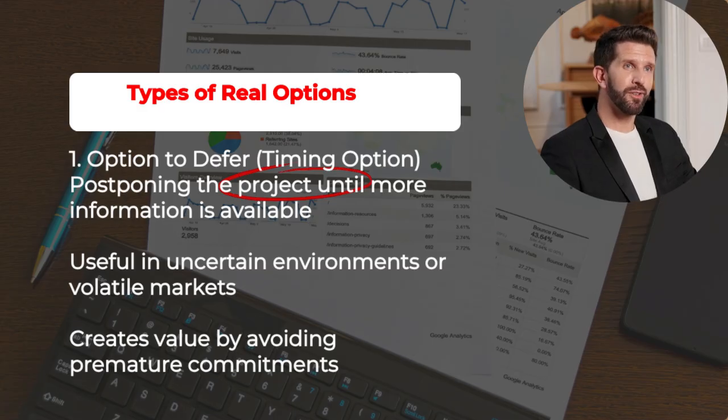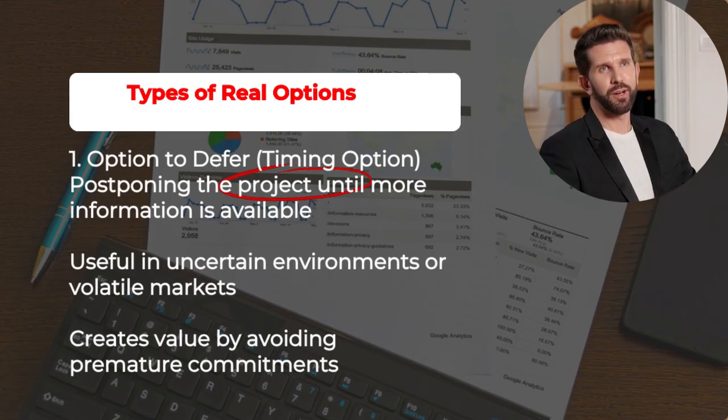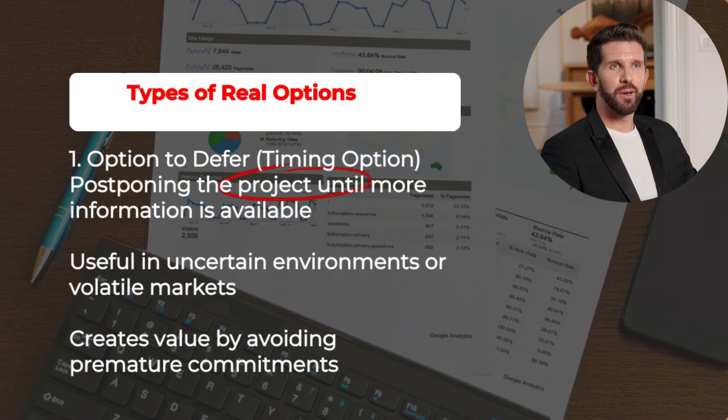Types of real options. 1. Option to defer. Timing option. Postponing the project until more information is available. Useful in uncertain environments or volatile markets. Creates value by avoiding premature commitments. Example, waiting to launch a product until market testing confirms demand.